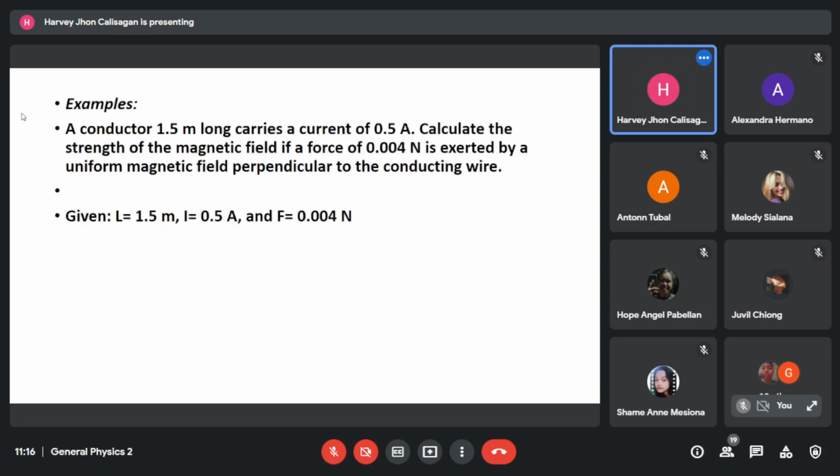So let's apply that formula in this given problem set. We have a conductor that is 1.5 meter long and it carries a current of 0.5 ampere. Calculate the strength of the magnetic field if a force of 0.004 Newton is exerted by a uniform magnetic field perpendicular to the conducting wire. So, from the given, we have 1.5 meter for the length. For the current, we have 0.5 ampere. And for the force, we have 0.004 Newton.